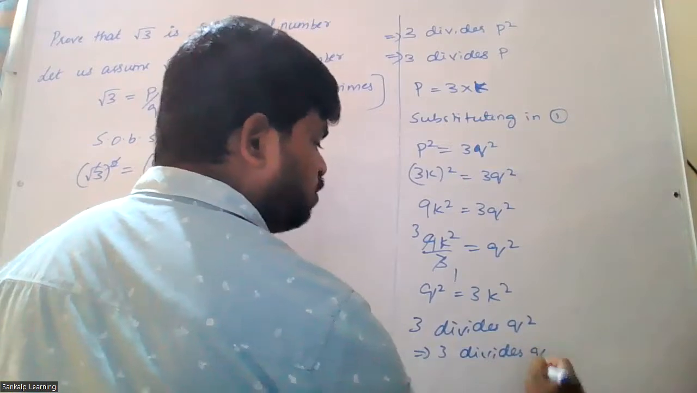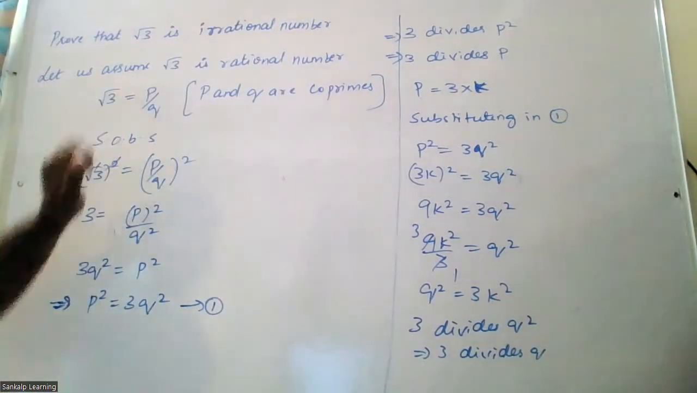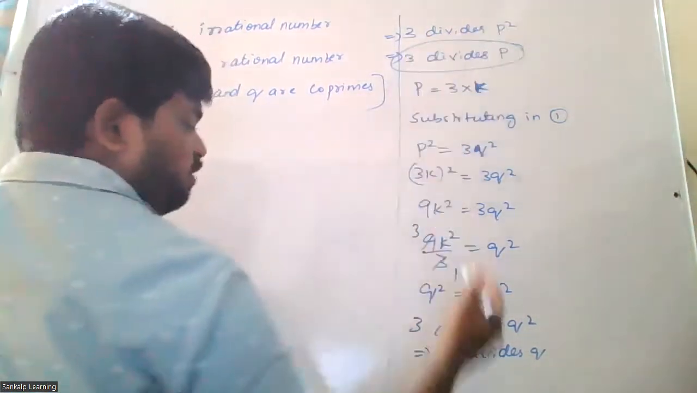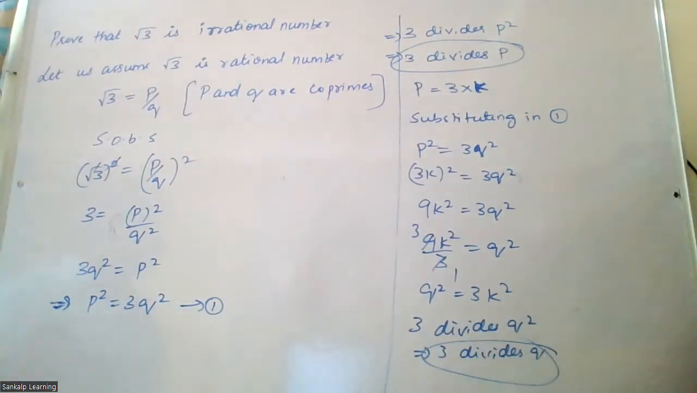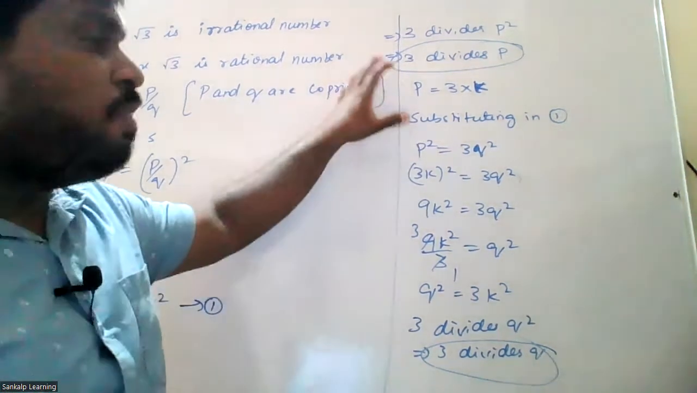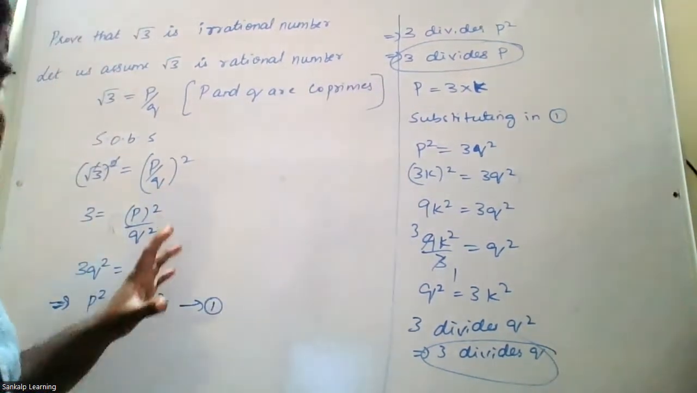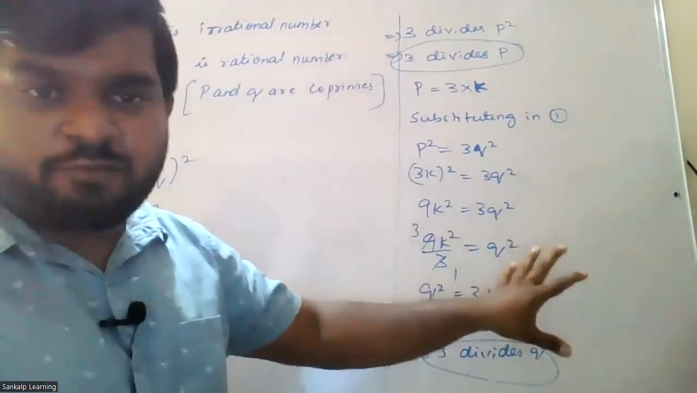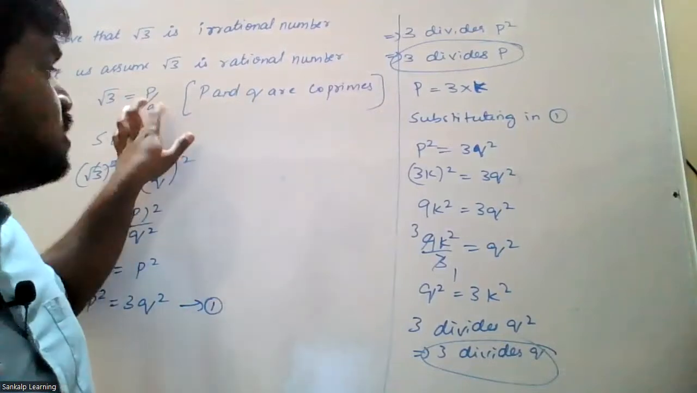So what did we assume? That there is no other number except 1 which is going to divide P and Q. But what did we get here? P is divisible by 3. Q is also divisible by 3. Therefore, they have got common factors other than 1, which means this is a contradiction. We assume something, the result we have got is opposite to the assumption. Okay. Therefore, this is wrong.